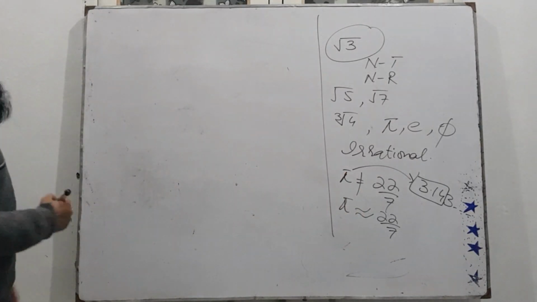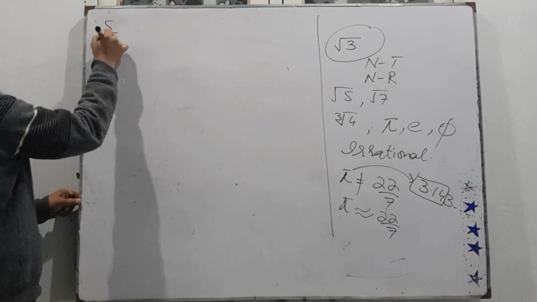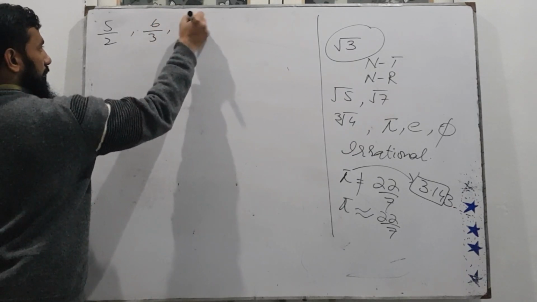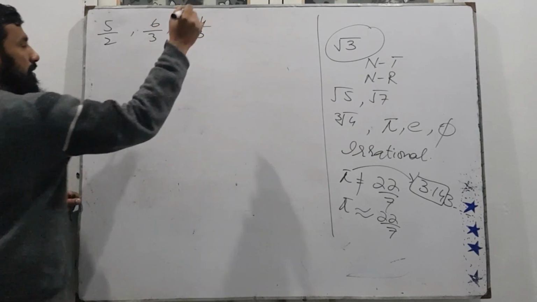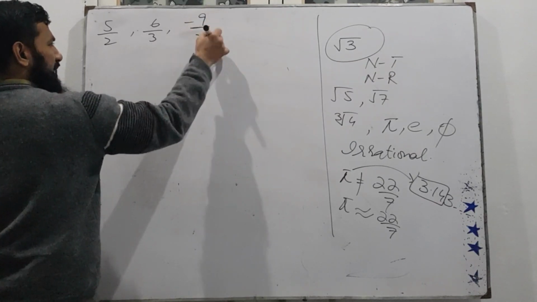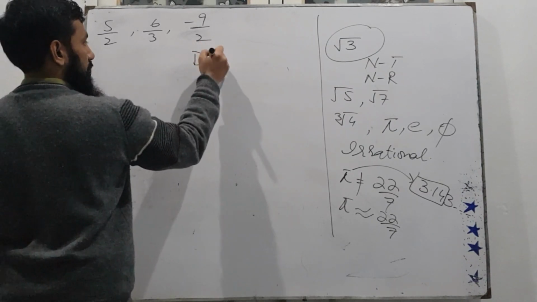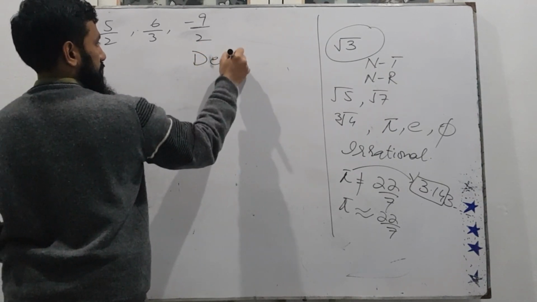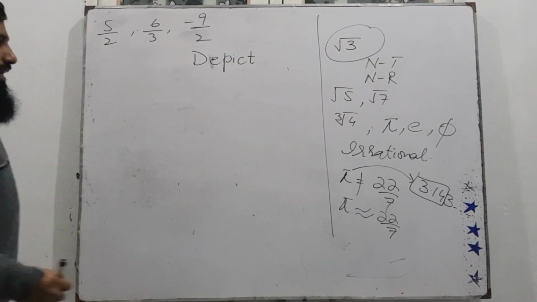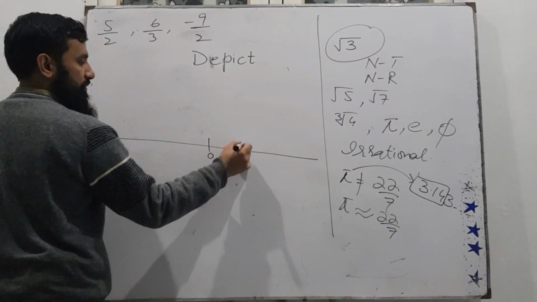For example, depict the number onto the number line. What is a number line? A number line is a line which represents all the integers over it.